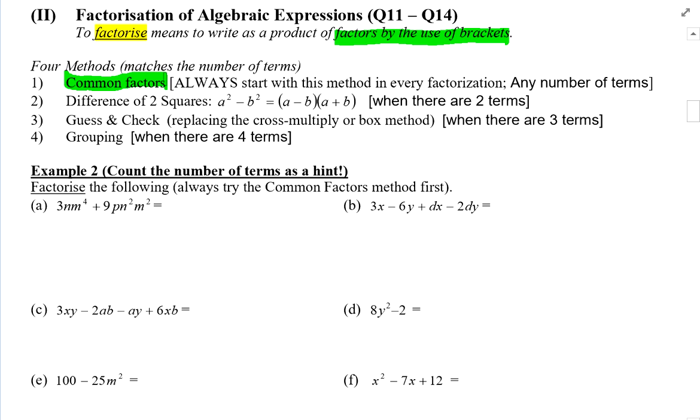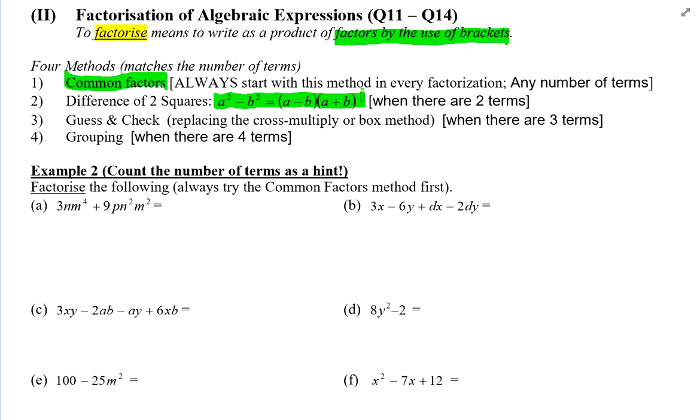Step number 2 is the difference of squares, but I call it the formula. Whenever you see a squared minus b squared, you can always write it as a minus b, a plus b. Notice on the left side of the equal sign, there are only 2 terms. Each of the terms can be written as a bracket squared.